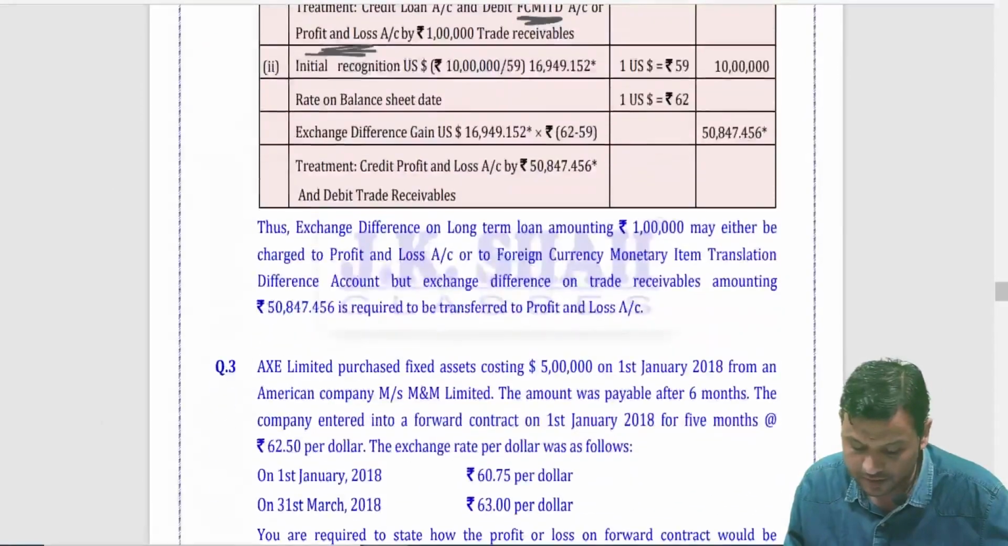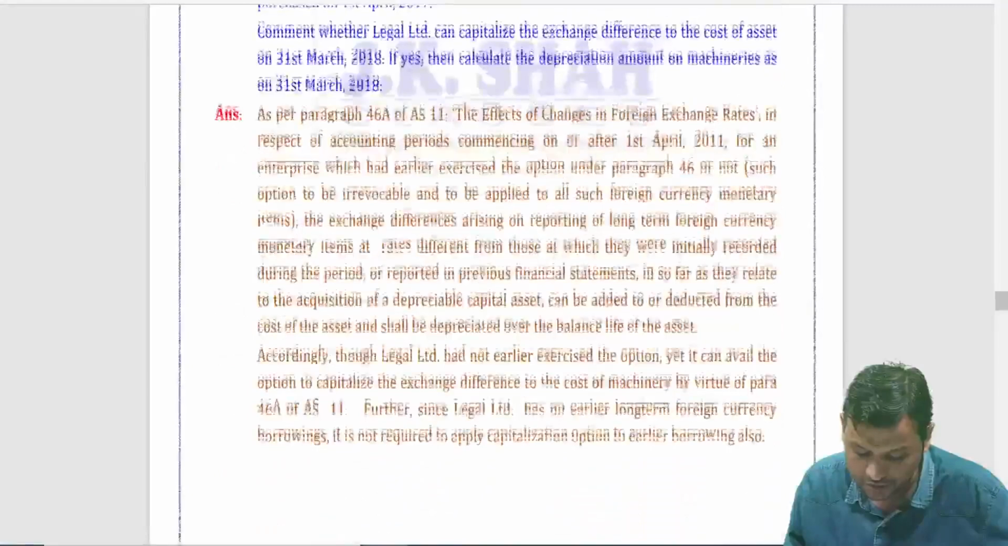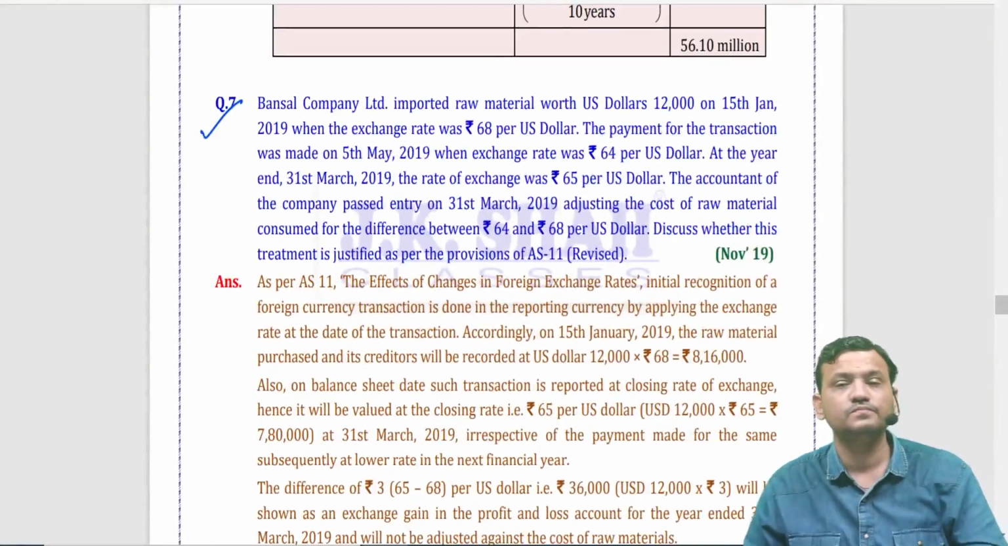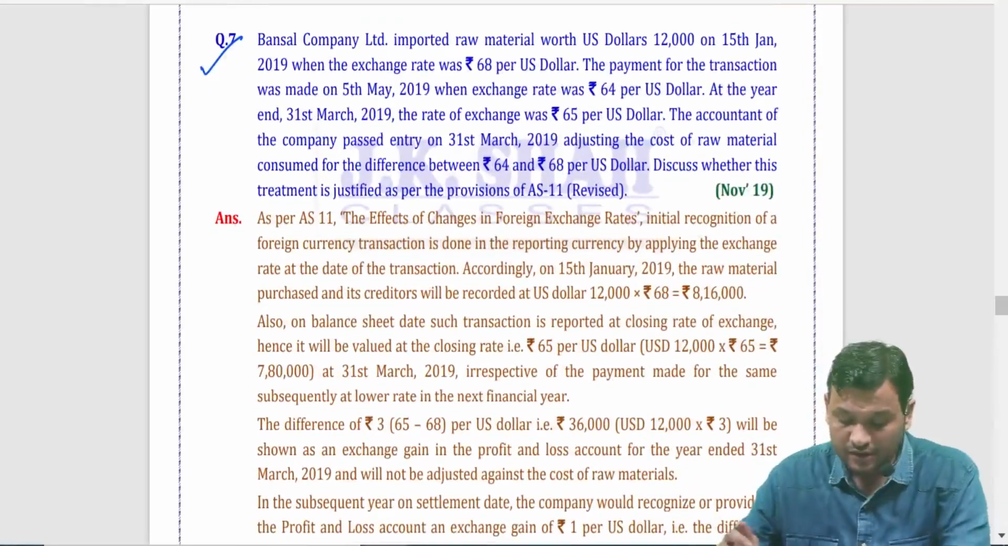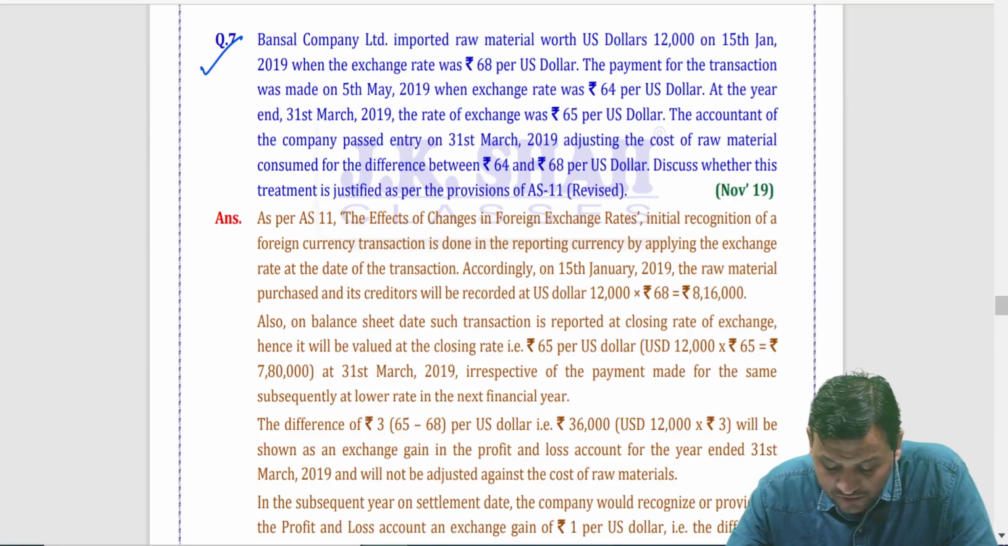Clear? Okay. Now, a small question with respect to Bansal and Company. It imported raw materials worth US dollar 12,000 on 15 Jan 2019 when the exchange rate was 68. The payment for the transaction was made on 5th of May when the exchange rate was 64. At the year end, it is 65. The accountant of the company passed an entry adjusting the cost of raw material consumed for the difference between 64 and 68. Discuss whether the treatment is justified.